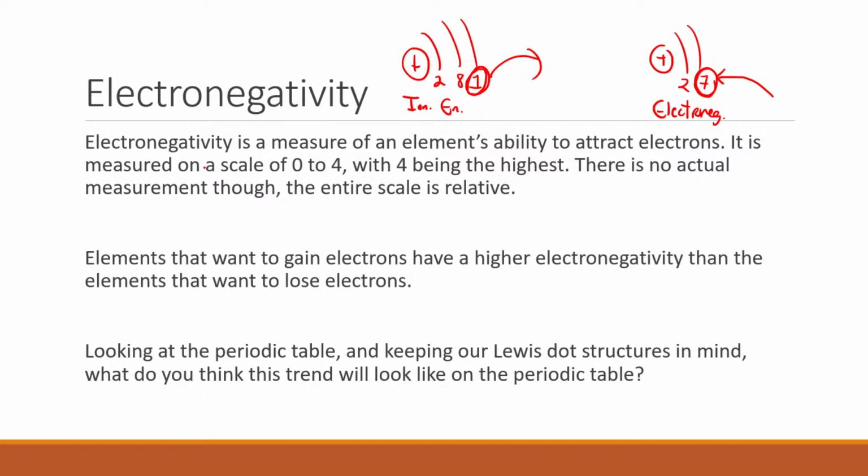Electronegativity is measured on a scale from 0 to 4, where 0 is the lowest and 4 is the highest. So something with an electronegativity of 4 is very good at taking in electrons, at pulling in new electrons. Something with an electronegativity of 0 is really, really bad at pulling in new electrons.